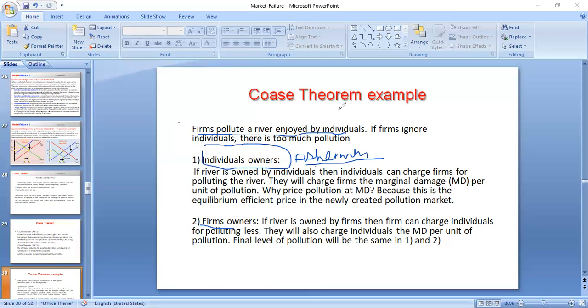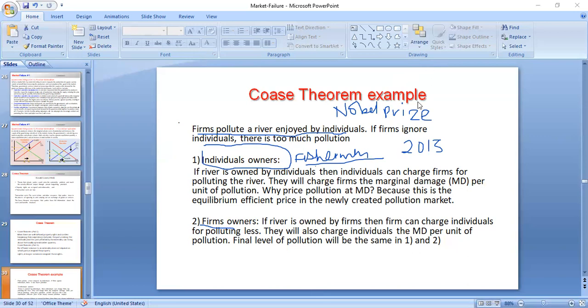So Ronald Coase received what we call a Nobel Prize Award in the 1990s for his theory, the Coase theorem. And in 2013, he died. So that is the Coase theorem.